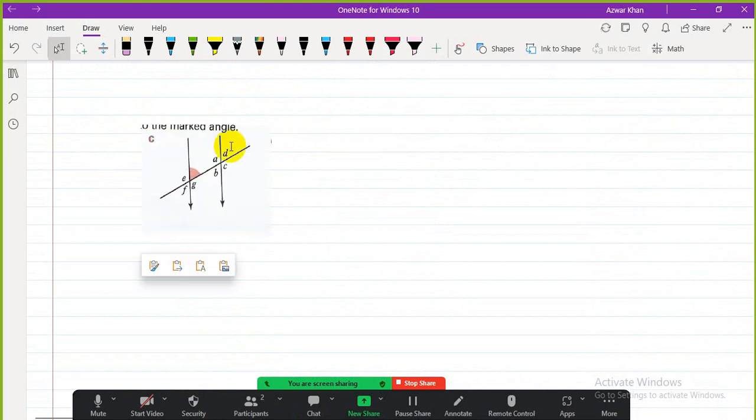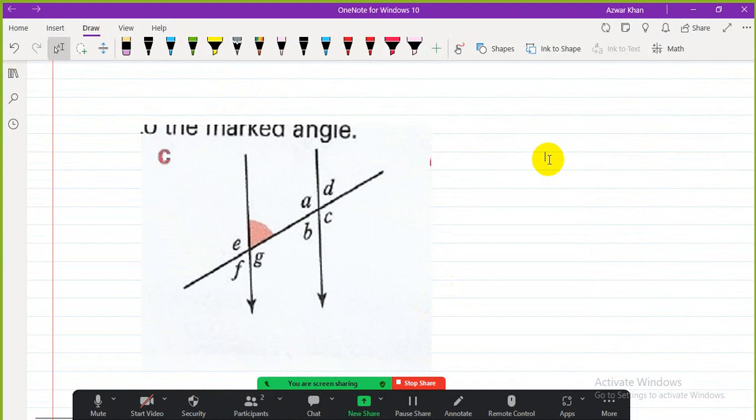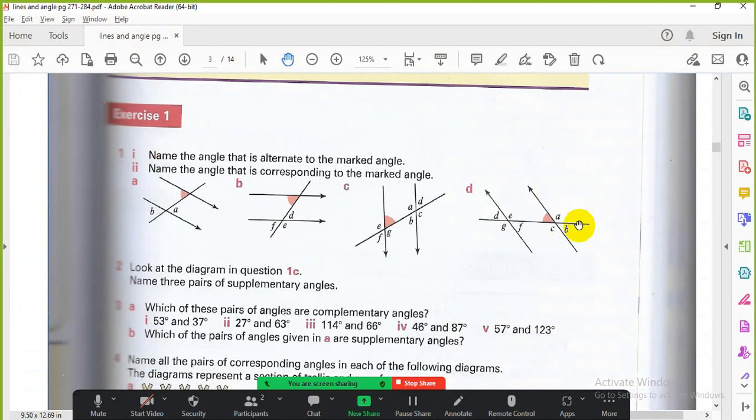Now you can see here. So as I mentioned, you can clearly see Z shape. You can see the Z shape, see? So this angle and this angle. So B. Right. Last diagram.